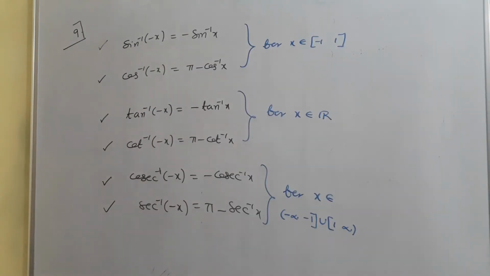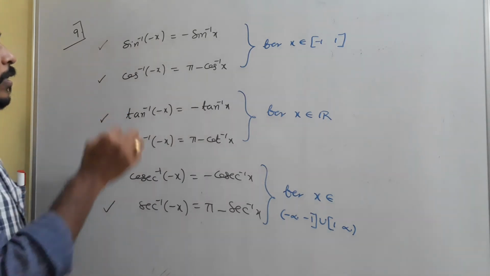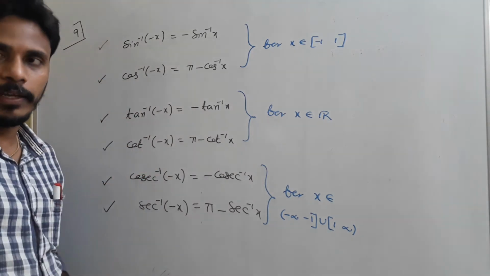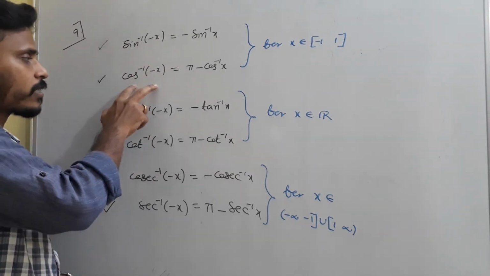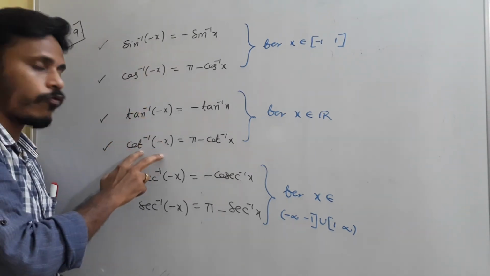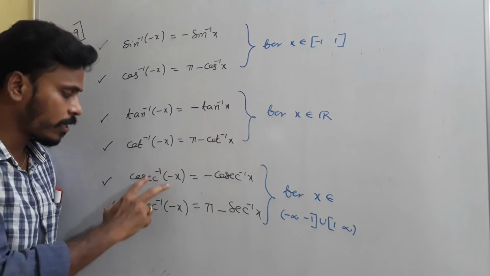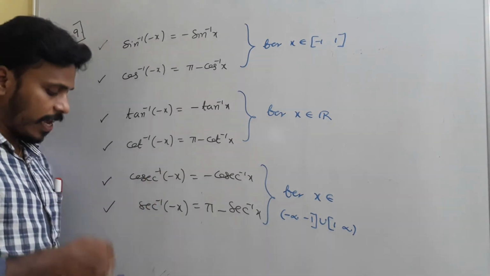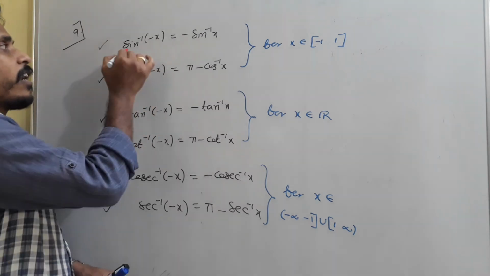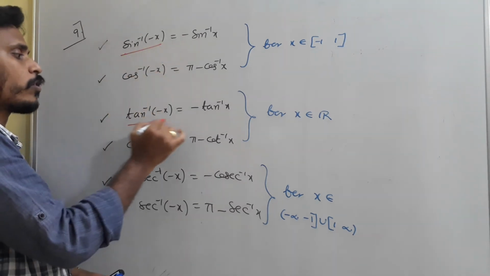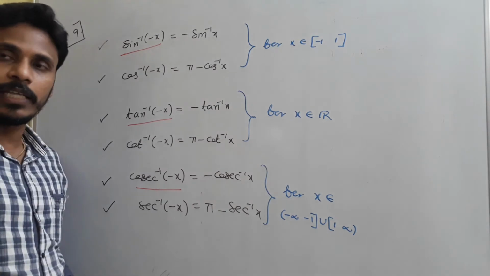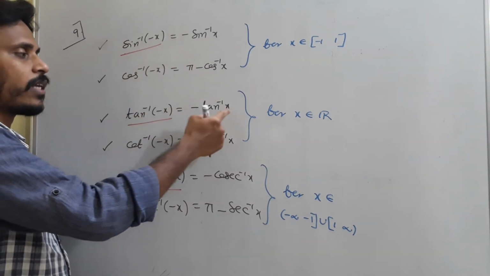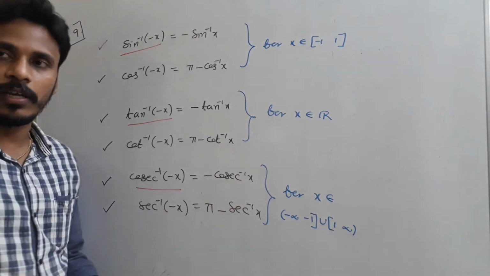So the ninth point, just have a look. See, inverse trigonometric functions for the negative of the angle: sine inverse of minus x, cos inverse of minus x, tan inverse of minus x, cot inverse of minus x, cosecant inverse of minus x and secant inverse of minus x. For sine inverse of minus x, tan inverse of minus x and cosecant inverse of minus x, the answers are directly equal to minus sine inverse x, minus tan inverse x, minus cosecant inverse x.